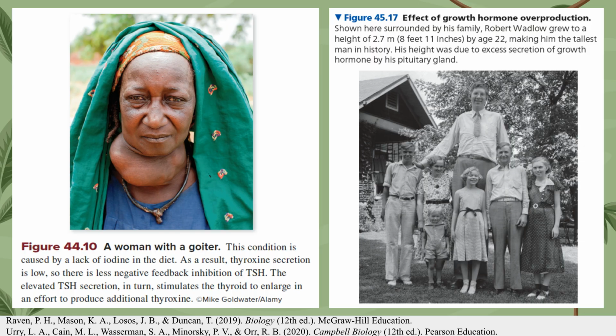Abnormalities occur when these glands produce too much or too little of a hormone. Goiter is an abnormal enlargement of the thyroid gland. It typically occurs when the thyroid is unable to produce enough thyroid hormone, often due to iodine deficiency, causing the pituitary gland to send more signals to the thyroid to grow, or it can be caused by hyperthyroidism where the gland is overactive. Robert Wadlow, the tallest man in history, reached a height of 2.7 meters because his pituitary gland secreted an excessive amount of growth hormone during his development.